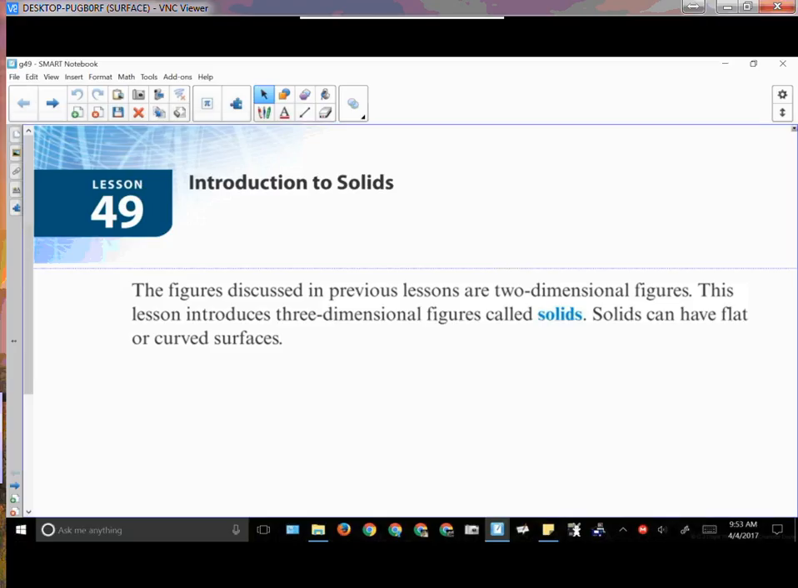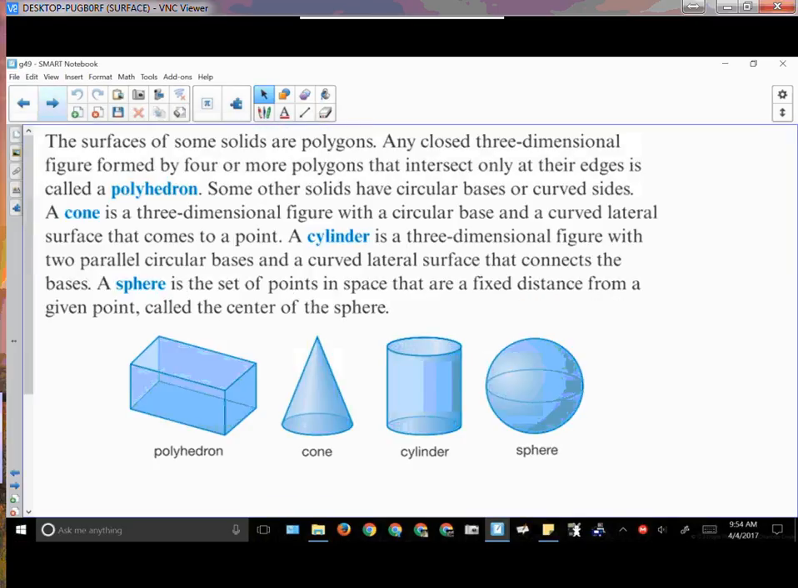Introduction to solids. What we have been looking for and studying over the last few weeks, months if you so choose, are basically two-dimensional figures. Once we get into a three-dimensional figure, that's when we end up getting the solids on it. Now, solids can have flat or curved surfaces. So, these are what you would normally associate with being a solid, right?